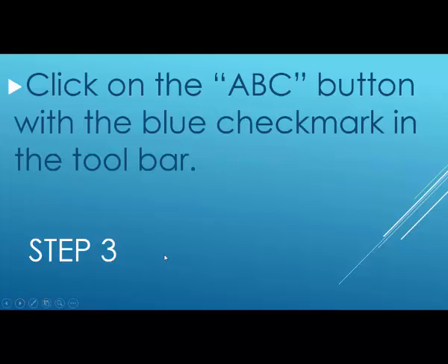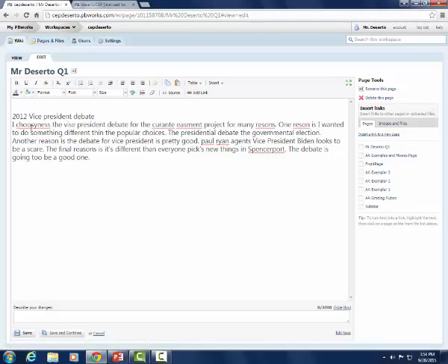Step 3. When you're in the edit mode, you'll see a toolbar on the top of your page. You need to click on the ABC button that has a blue check mark in the toolbar. Now once I've clicked on the edit mode, you see where things are underlined in red. Let's take a quick look. Now if they weren't already underlined in red and I was in edit, this is the ABC with the blue check mark. I would just click on that and it would underline things for me.